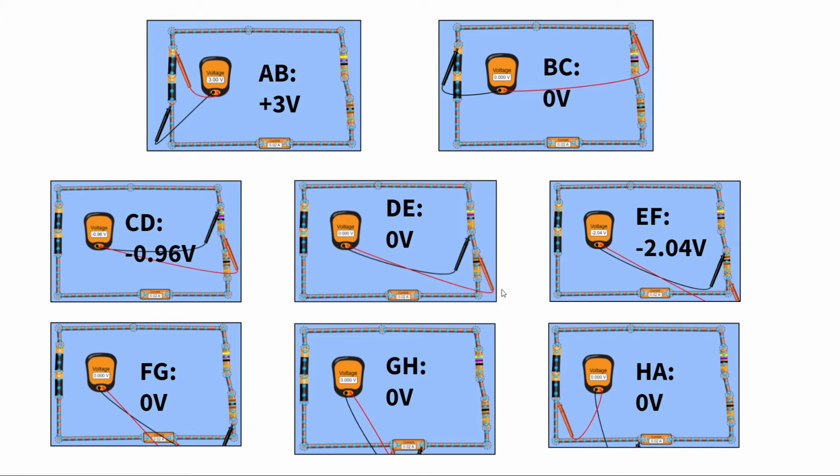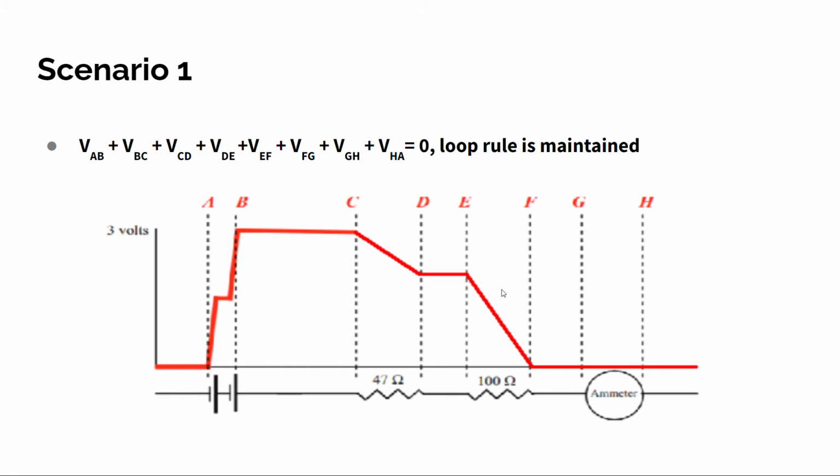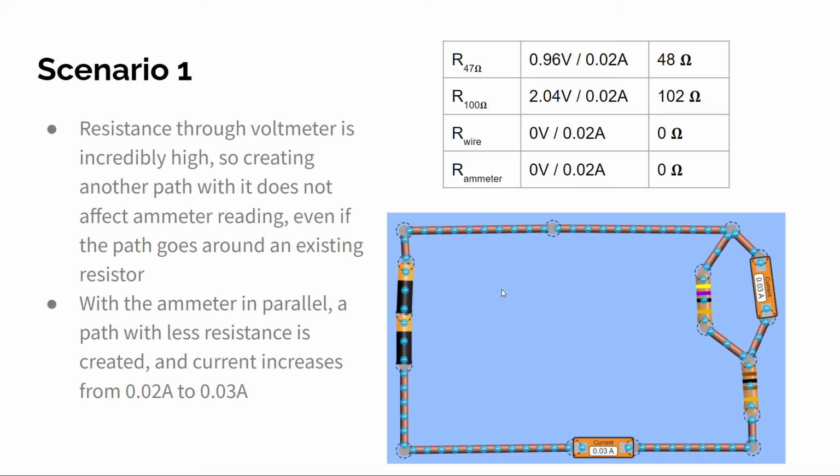Here we see the circuit is closed back together, and we measure the voltage drops across each consistent section of circuit, and we saw three notable changes. The first in AB being a voltage jump of 3 volts, CD a voltage drop of -0.96 volts, and EF a voltage drop of 2.04 volts. When we graphed this, we saw that the loop rule held true. We started and ended at 0 volts, showing that the net summation of voltage changes equals 0.